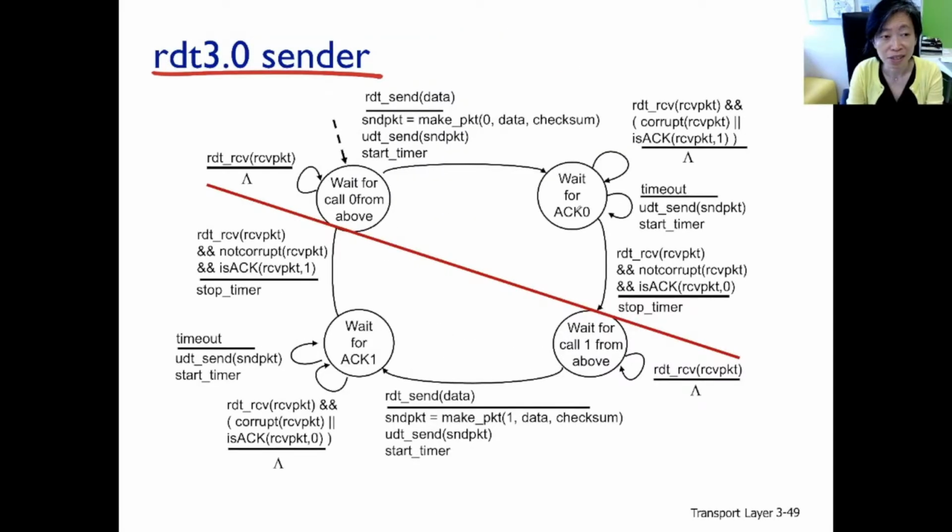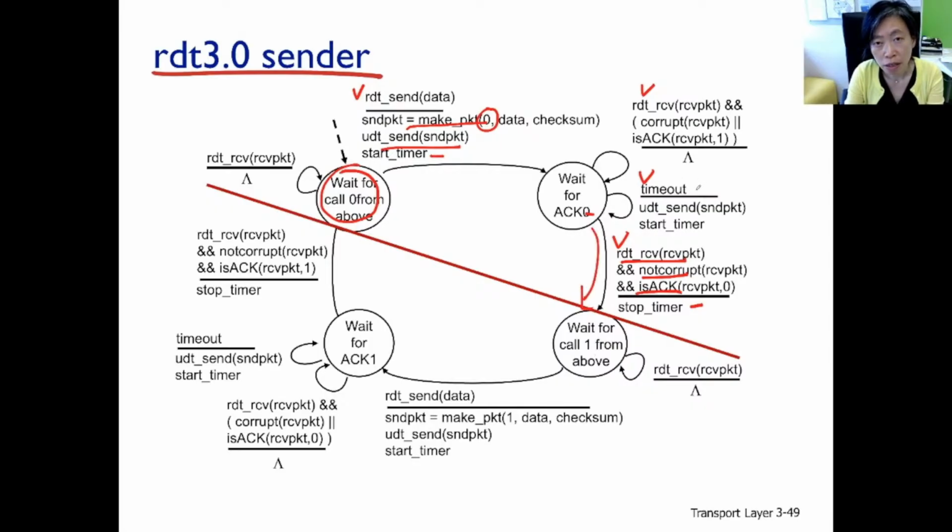And here it is, the RDT 3.0 sender. We're starting here. There are 4 typical transitions: 1, 2, 3, and 4. First is to get a call from above. We generate the packet starting from packet 0, send it out, and then start the timer. The other is getting feedback from the receiver. If it's not corrupted and it is indeed the ACK we're expecting, then that's a positive acknowledgement, so we stop the timer and move on to send the next packet.